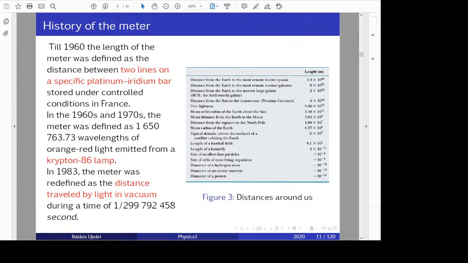So if you want to know the meter, and if you have a good number, you divide the distance traveled by the light in 1 second, and you can have the meter. Of course, that means you have to measure the second very, very precisely, because in this measurement, the precision of the meter depends on the precision of the time measurement.